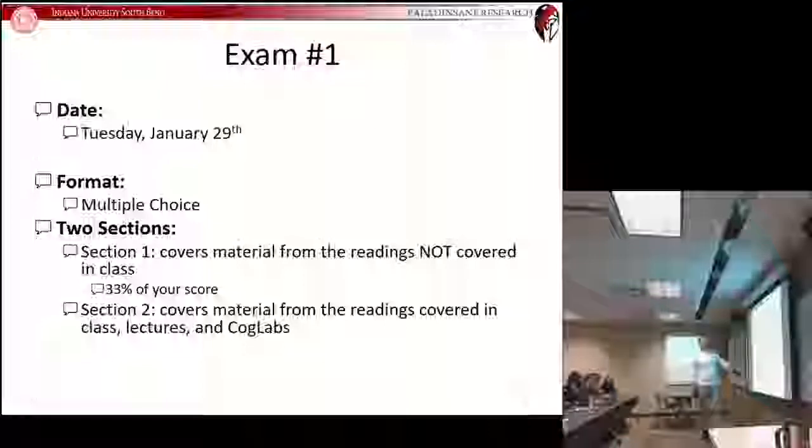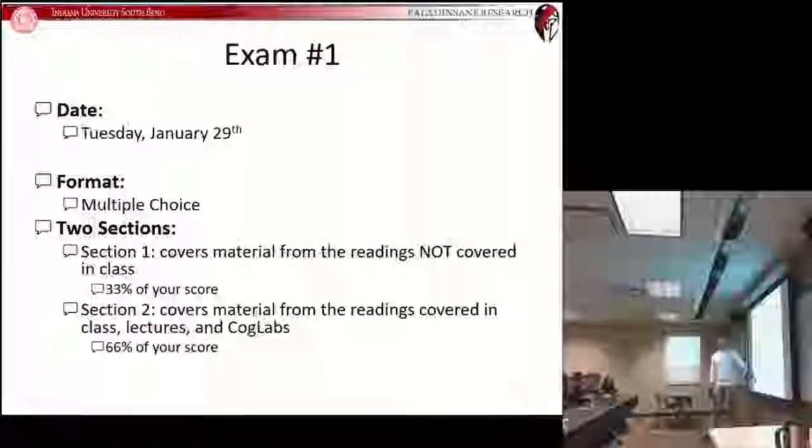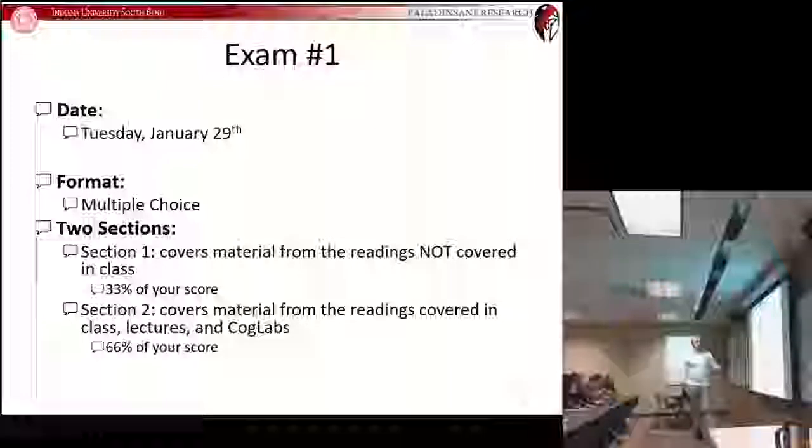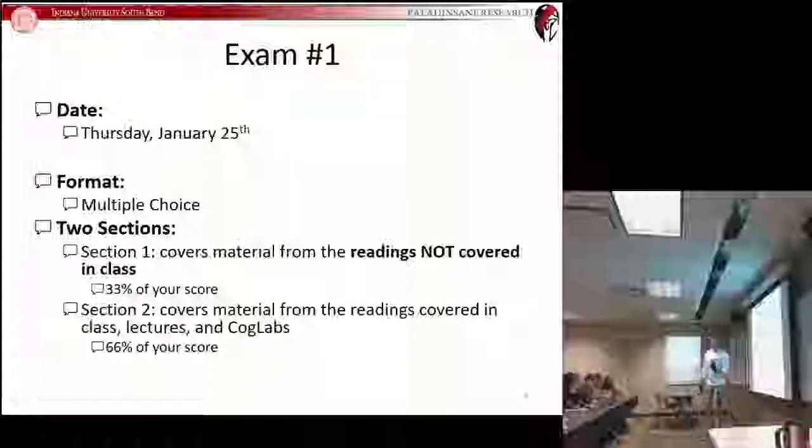That is reflected in the weights for the different sections. Section number 1 is only worth 1/3 of your exam score. Section number 2 is worth 2/3 of your exam score. Now, they're not going to necessarily have that distribution of points; they're just differently weighted. So bear that in mind when you're doing the exam. Section number 1 is only worth 1/3. Section 2 is worth 2/3. And section number 1 is going to be about readings, again, that we haven't covered in class.